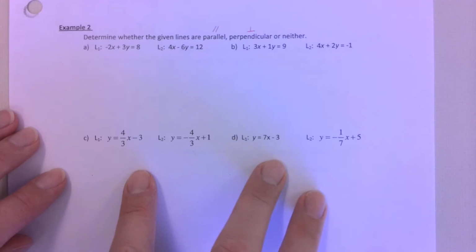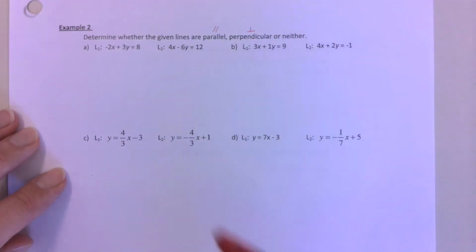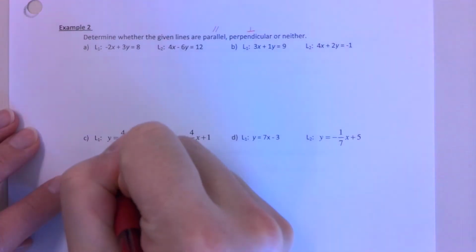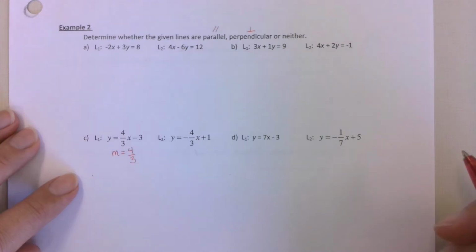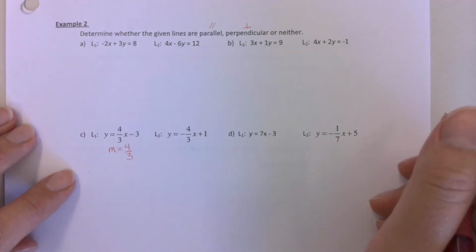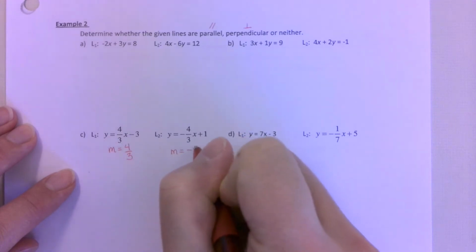Now, these bottom two are already solved for y equals mx plus b, so they're pretty quick to do. I can look at this one, and here's my proof. My slope in C is 4/3. So you don't want to just have an answer. You want to show, what did I base my answer off? What's my proof? The slope in line 2 is negative 4/3.